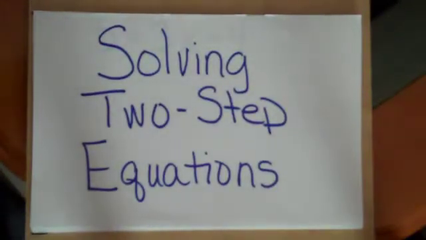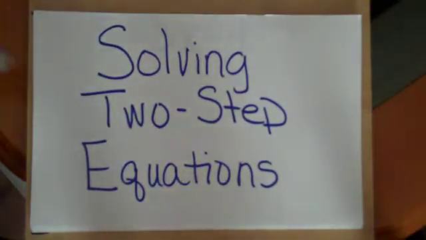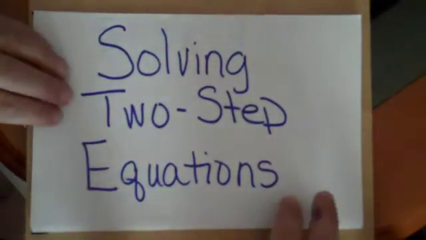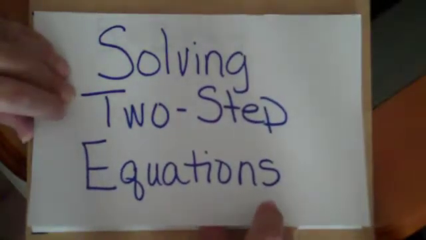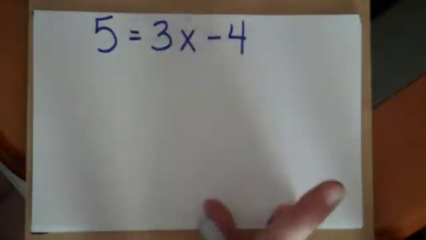Okay, this video is about solving two-step equations. Two-step equations are when it's not just simply the variable plus something or the variable divided by something, but there's more than one operation going on at one time. We're going to have to do more than one operation to get the variable by itself.